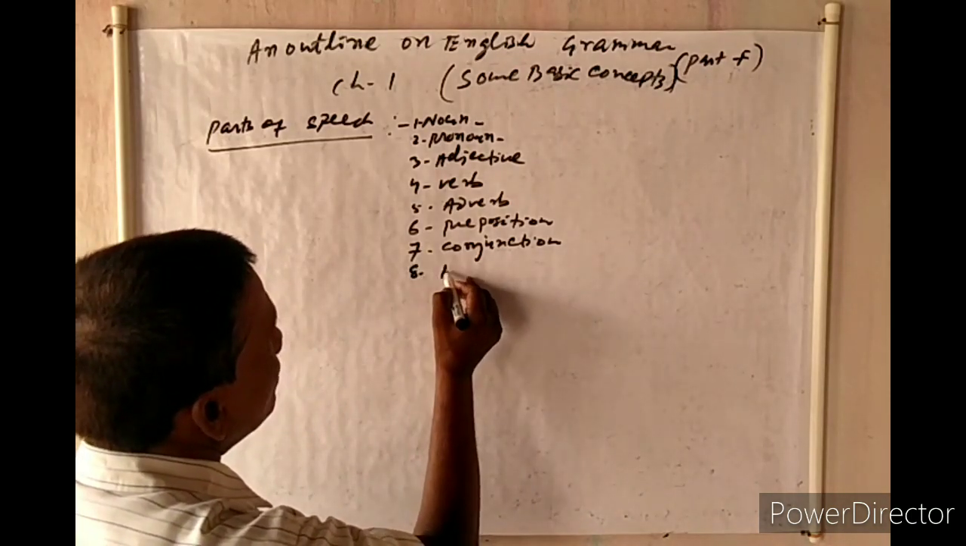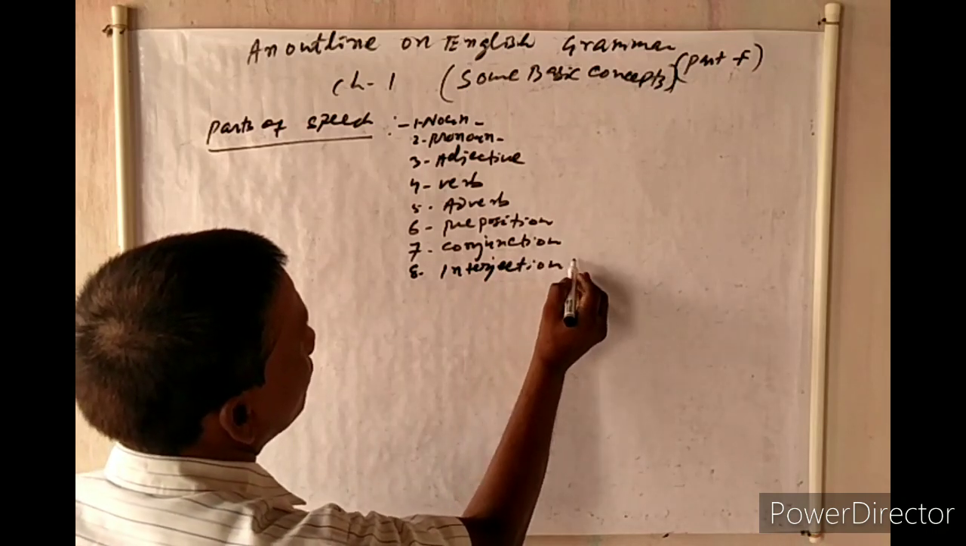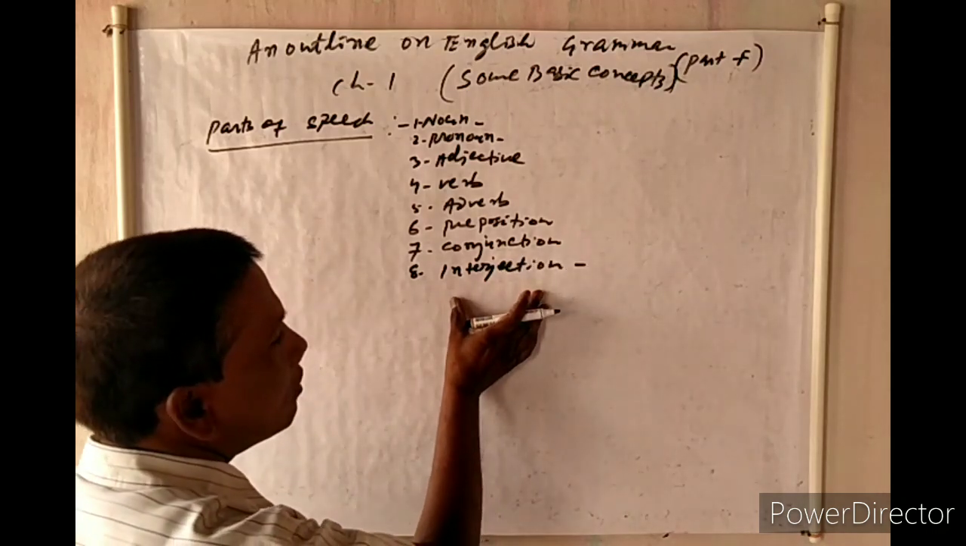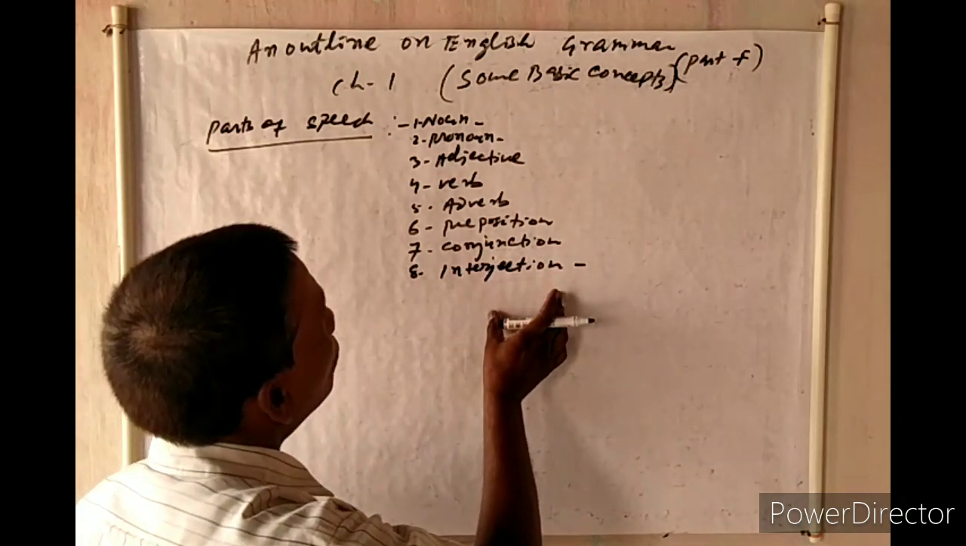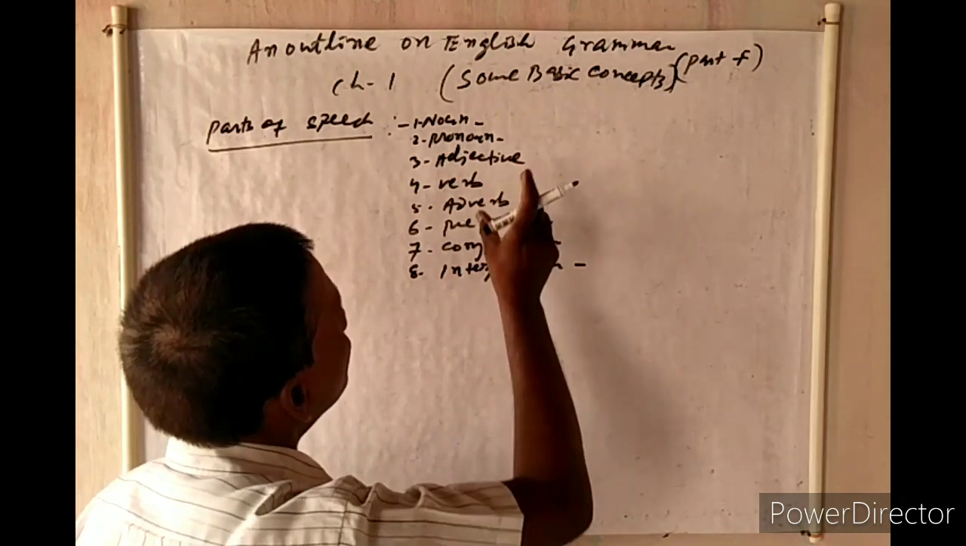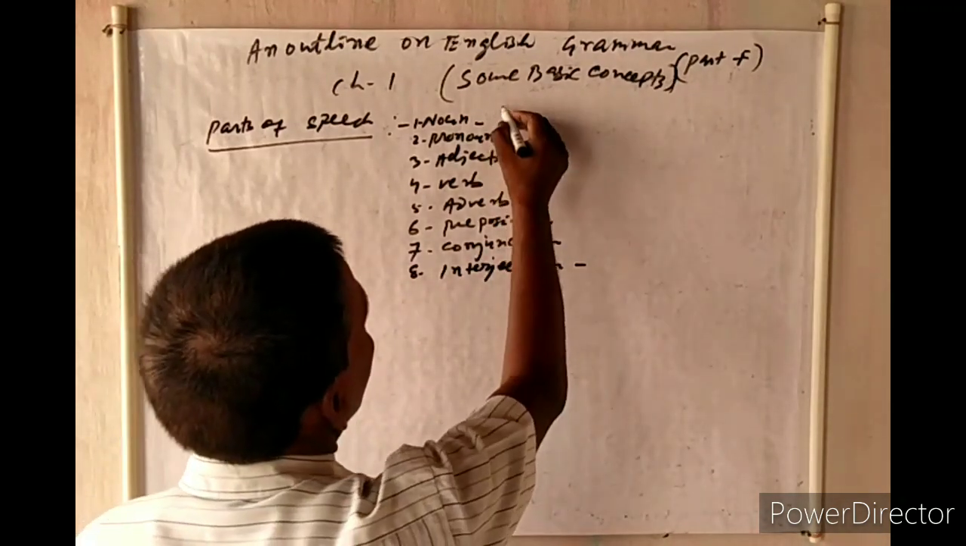The last part of speech is interjection. In Hindi, it is called Vishmabodhak Shabd. So what is interjection? Again, I would like to write one-liner definitions of each part of speech so that you feel more comfortable.